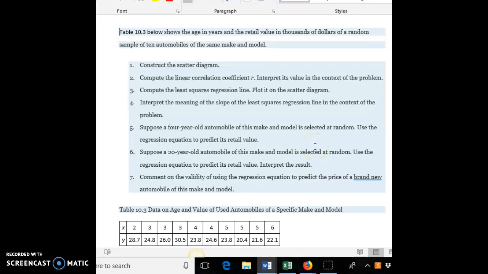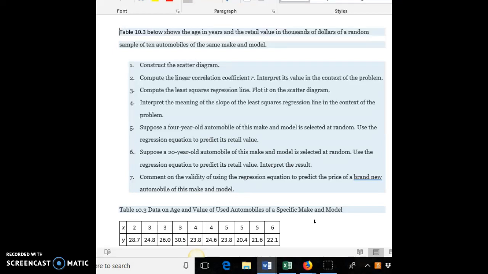All right, in this question, we're going to answer a lot more questions. And so this one is a little more of the types of questions you're going to run into on your exam. Table 10.3, this table down here at the bottom, shows the age in years and the retail value in thousands of dollars of a random sample of 10 automobiles of the same make and model. We want to do several things.